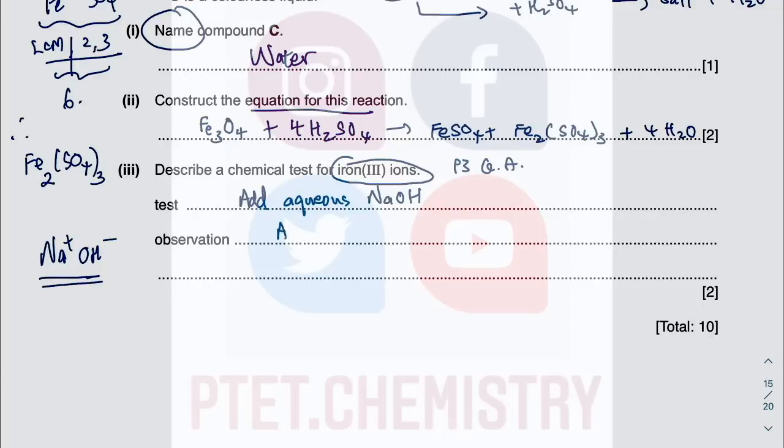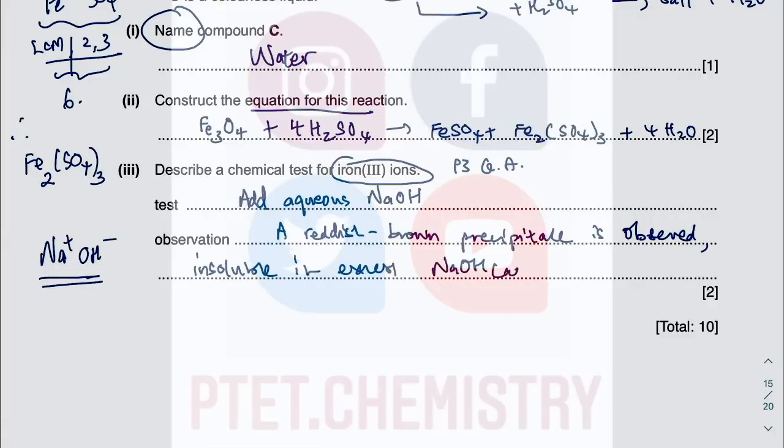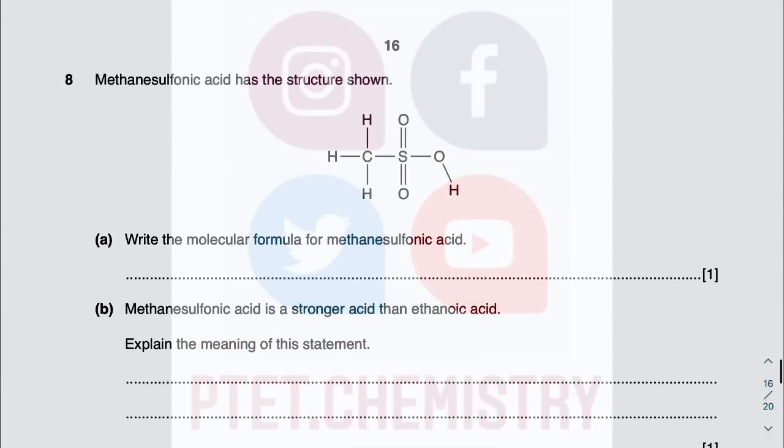Yeah, so you will observe dirty green. Nope, dirty green will be iron 2. You will get a reddish brown precipitate observed. And you need to talk about excess as well. Insoluble in excess OH-. Why do I need to talk about excess? Well, what do you do in paper 3 to identify it? You add in excess, right, to see what happened? Well, there you go. What you do in paper 3 is what you need to know in chemistry, because it's a practical science. Okay, it's not magic science, it's practical science. All right.